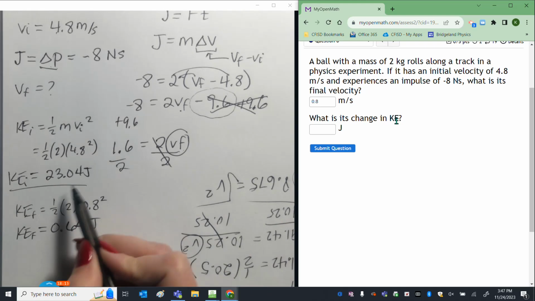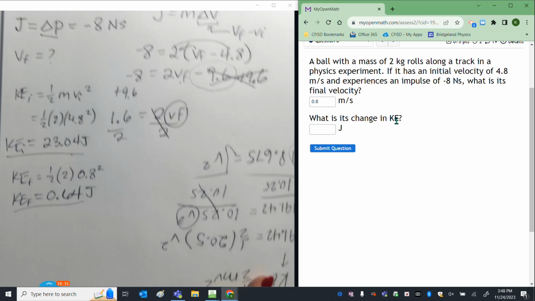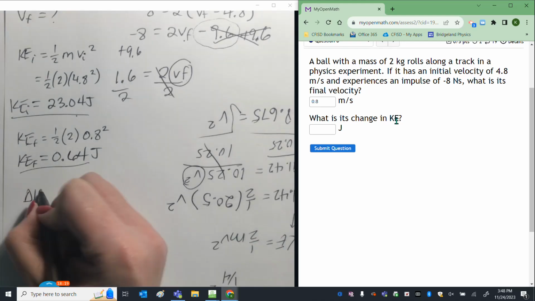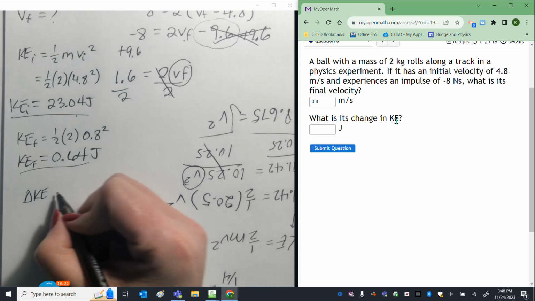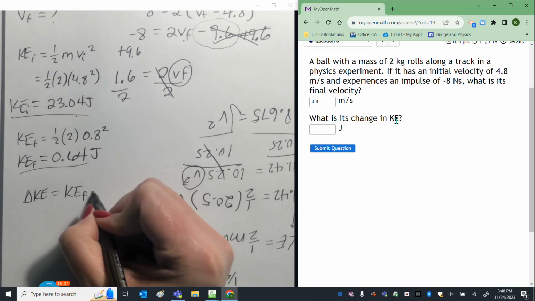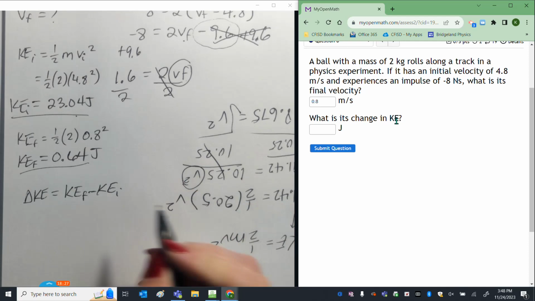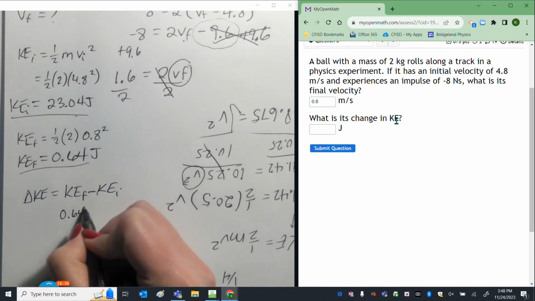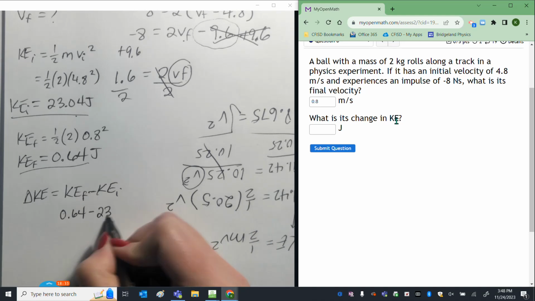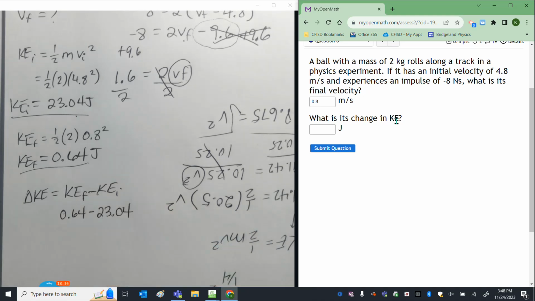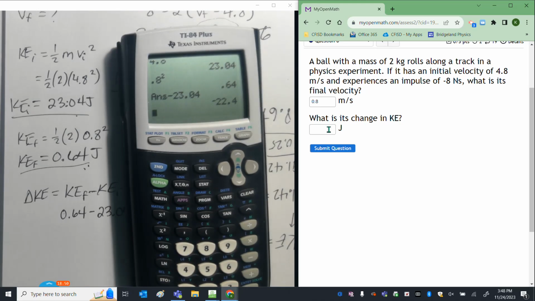Okay, so here's my initial kinetic energy, here's my final. If I want to find my change in anything, whether it's change in velocity or change in KE, it's going to be final minus initial. Okay, so final is 0.64 minus the initial, 23.04, and of course it's going to be a negative change because we lost most of that energy because this object slowed down quite a bit. Okay, but we're going to subtract 0.64 minus 23.04, and that is going to give us our answer, -22.4 joules.